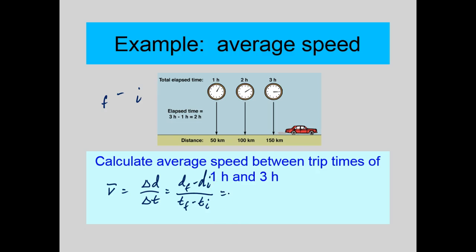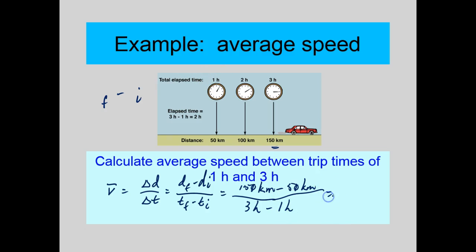And what was your final distance here? 150 kilometers. Keep the units. Don't just give me a number. Minus, what was your initial displacement? 50 kilometers. This is top of page 27, right-hand column. You see the figure? Okay. So there's your numerator. What's your denominator? What was your final time? 3 hours minus 1 hour.